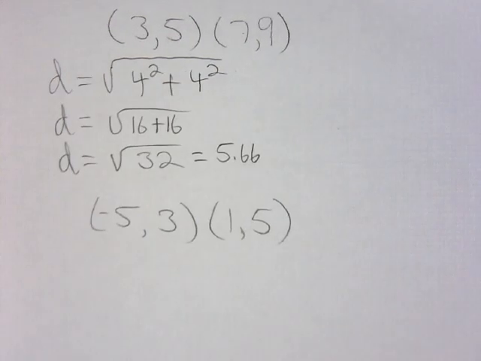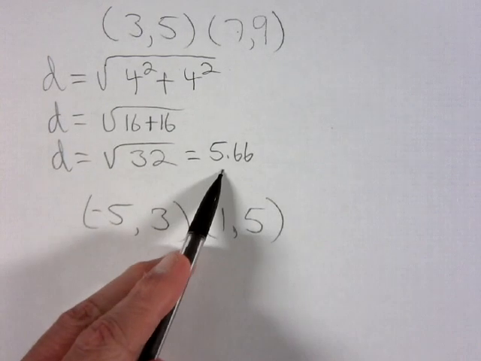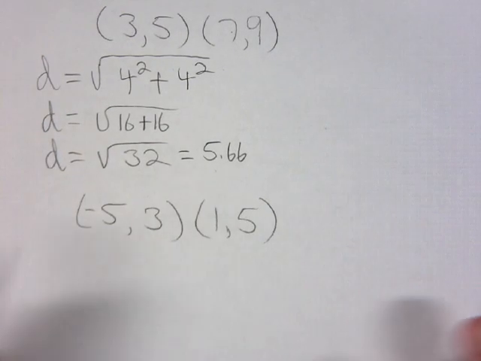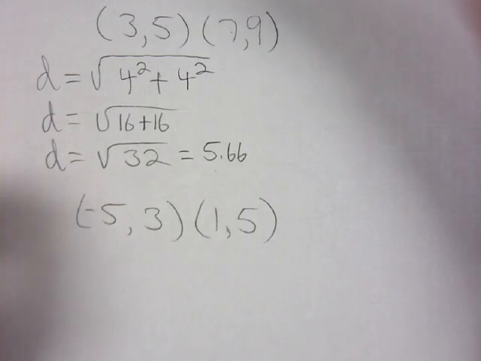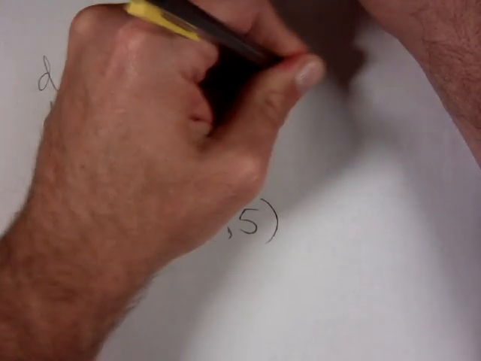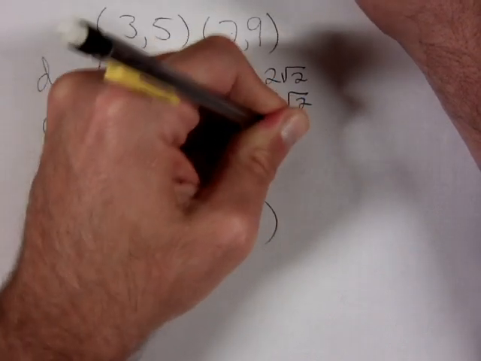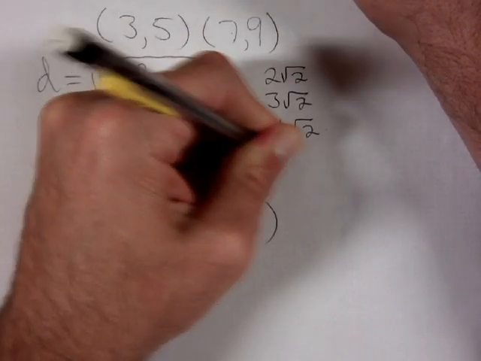Now, here's the issue. Okay? If this was a multiple choice question, your answers may not be in decimal form. All right? So they may be in square root form or radical form. All right? So what I'm getting at is, what if your answers were this? 2 square roots of 2, 3 square roots of 2, 4 square roots of 2, and 5 square roots of 2.